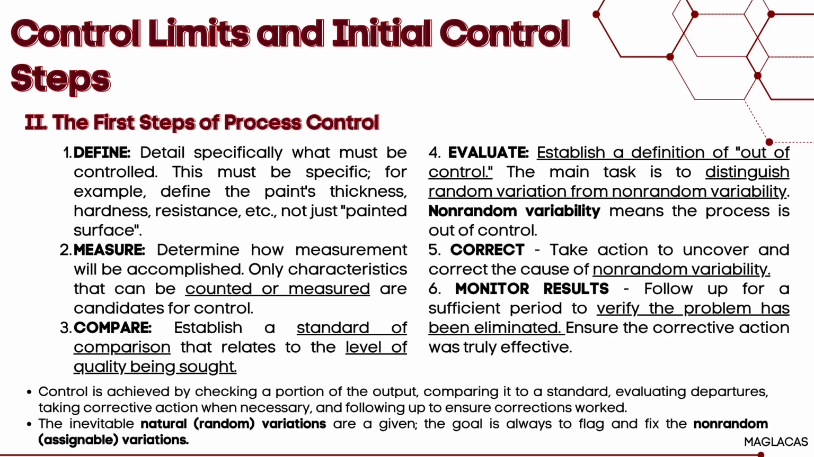The fifth step is correct. Take action to uncover the cause of the non-random variability and fix it. And finally, monitor results. Follow up for a sufficient period to ensure the corrective action was effective.